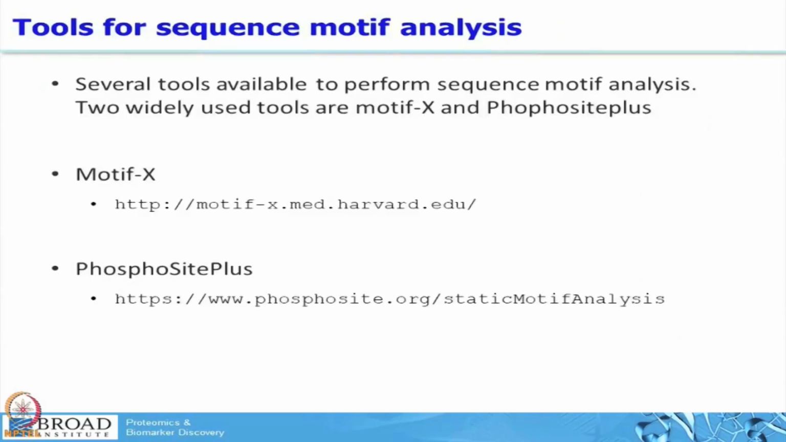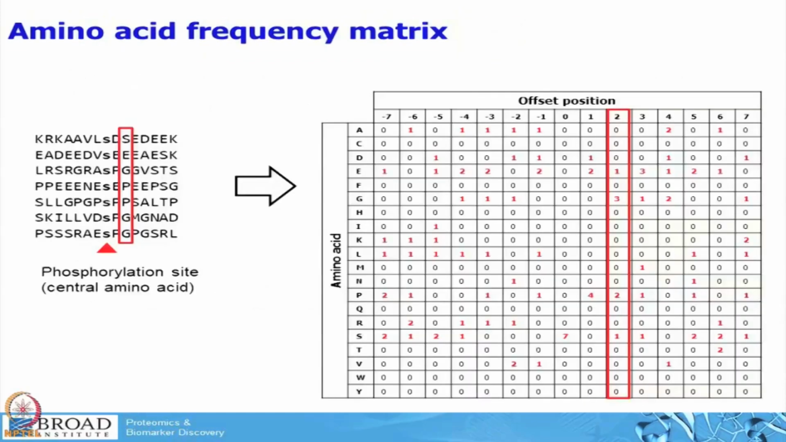So as I mentioned, there are several tools. Two very popular ones are MotifX and the sequence motif analysis tool on PhosphoSitePlus. MotifX was probably one of the first, if not the first tool, published back in 2005 by Steve Gygi's lab at Harvard Medical School. The basic principle again: you have your phosphorylation sites, the center is where the phosphorylation happened, and then we're looking at the surrounding amino acids.